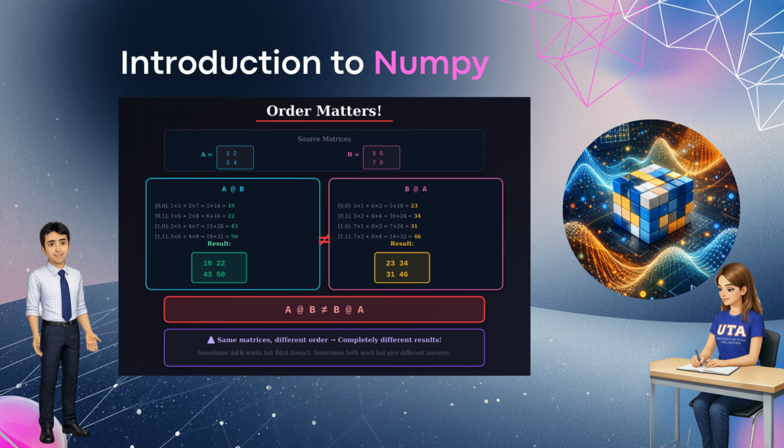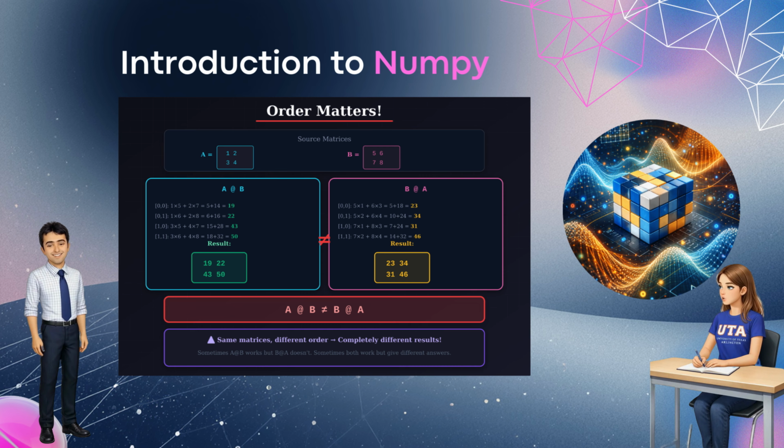Position 1, 0. Row 1 of A is 3, 4. Column 0 of B is 5, 7. 3 times 5 plus 4 times 7. That's 15 plus 28, which equals 43. Position 1, 1. Row 1 of A is 3, 4. Column 1 of B is 6, 8. 3 times 6 plus 4 times 8. That's 18 plus 32, which equals 50. So A at symbol B gives us first row 19, 22, second row 43, 50.